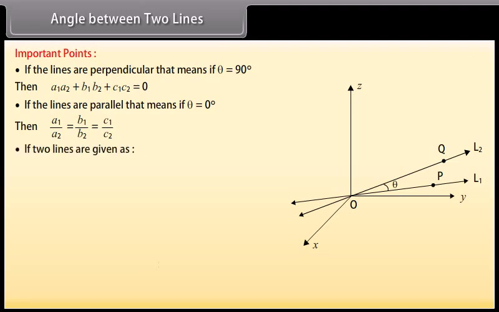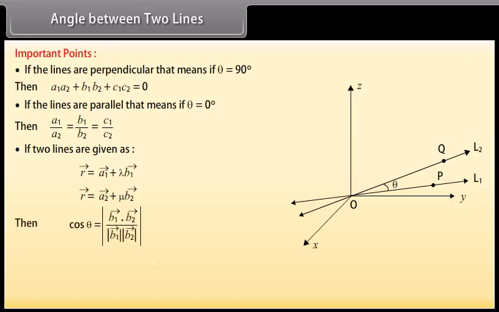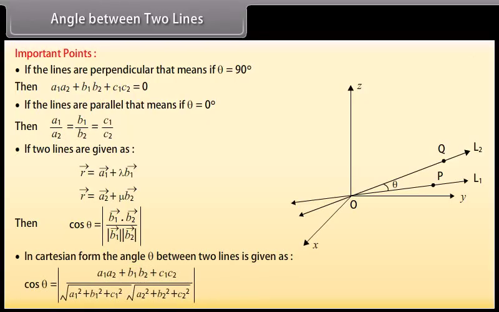If two lines are given as vector r equals vector a1 plus lambda vector b1, and vector r equals vector a2 plus mu vector b2, then cos theta equals modulus of (vector b1 dot vector b2) by (modulus of vector b1 into modulus of vector b2). In Cartesian form, the angle theta between two lines is given as cos theta equals modulus of (a1 a2 plus b1 b2 plus c1 c2) divided by the square root of (a1 square plus b1 square plus c1 square) into the square root of (a2 square plus b2 square plus c2 square).